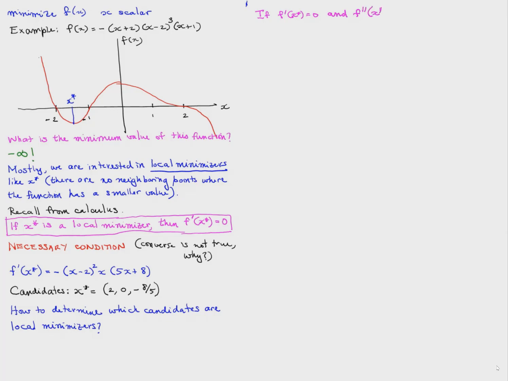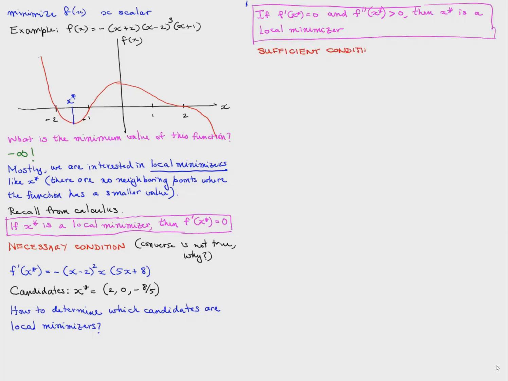That's given by a sufficient condition. So if f prime of x star is equal to 0 and f double prime of x star is greater than 0, then x star is a local minimizer. F double prime, the second derivative of f evaluated at x star, is positive. This is a sufficient condition.